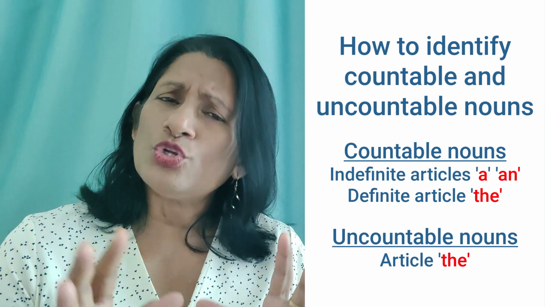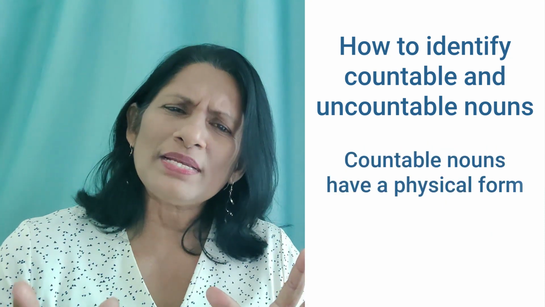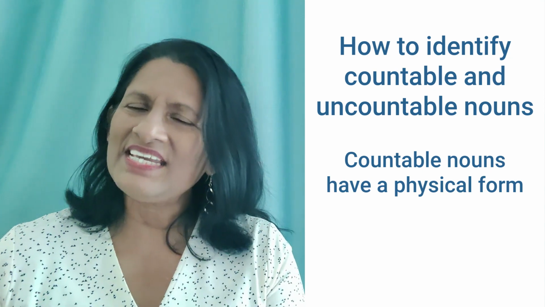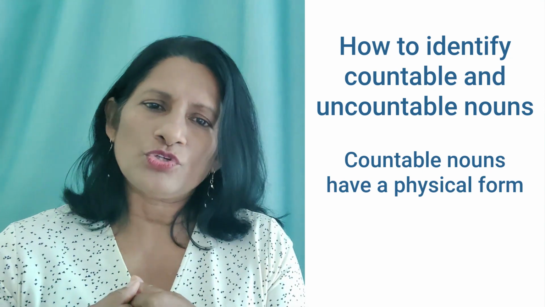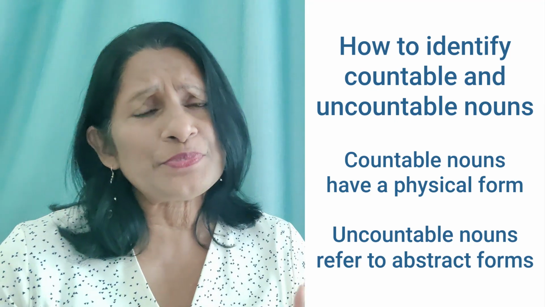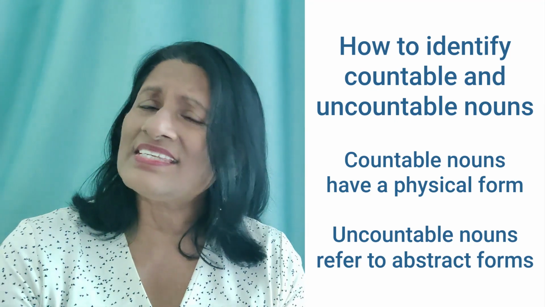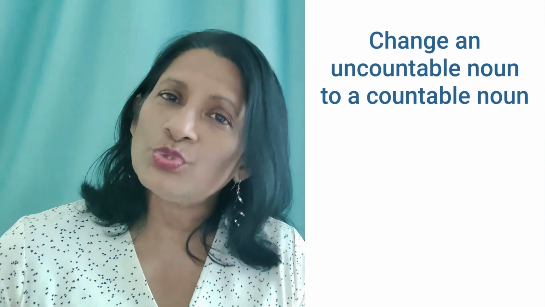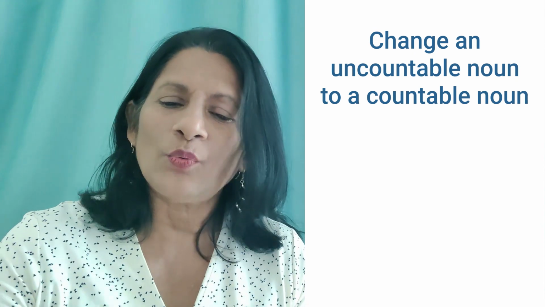Another way to tell is to look at the nouns themselves. Countable nouns always have a physical form that can be seen, touched, or counted. Uncountable nouns, on the other hand, refer to abstract concepts or substances that cannot be seen or counted. We can change an uncountable noun to a countable noun. Let's see how we do that.